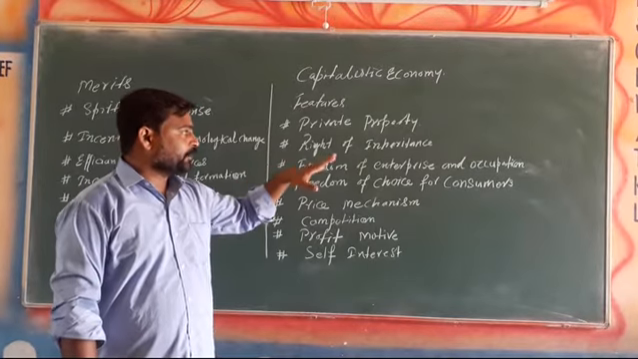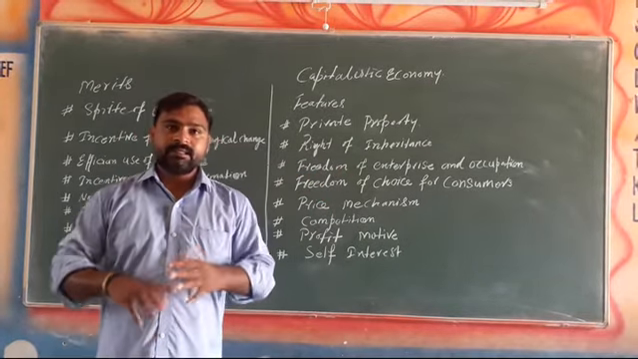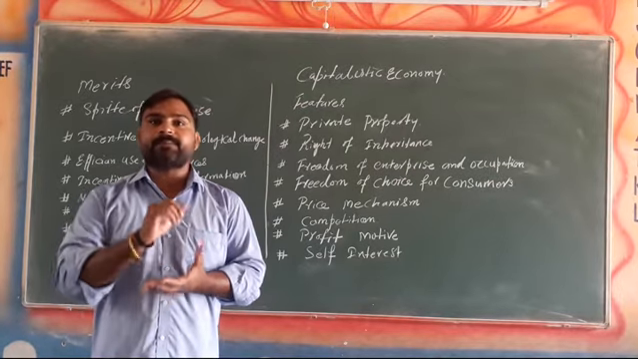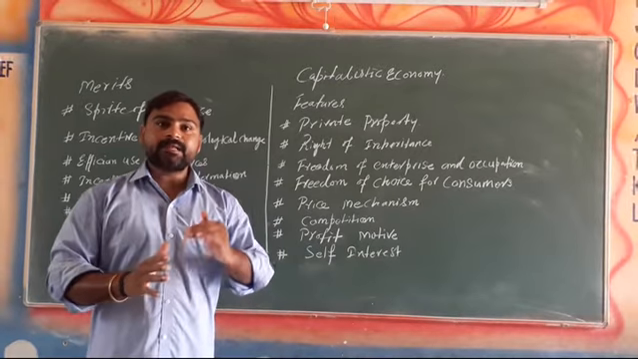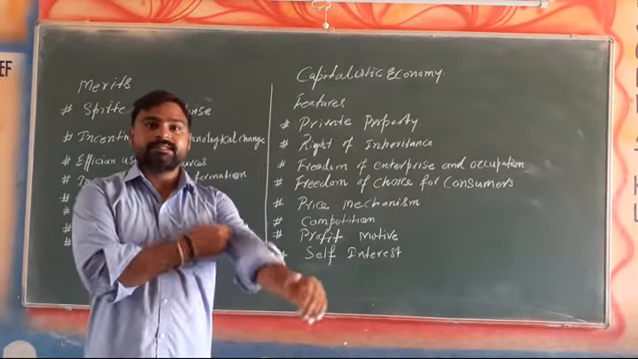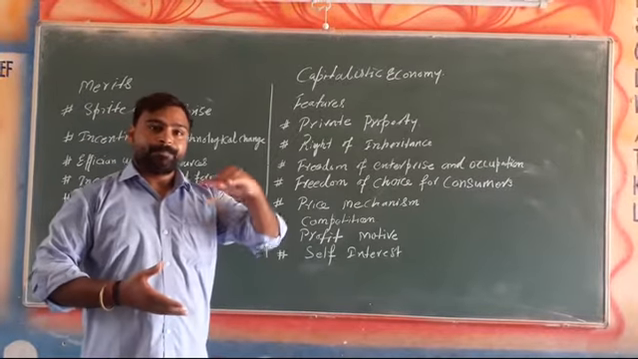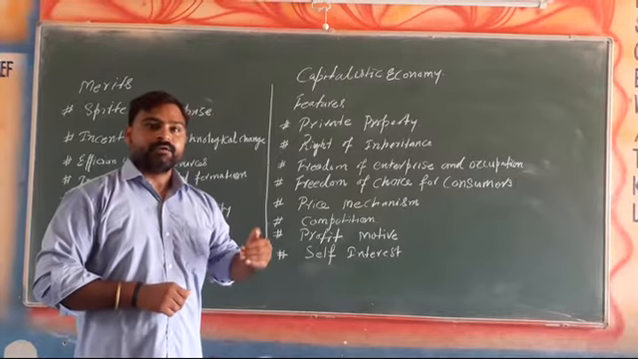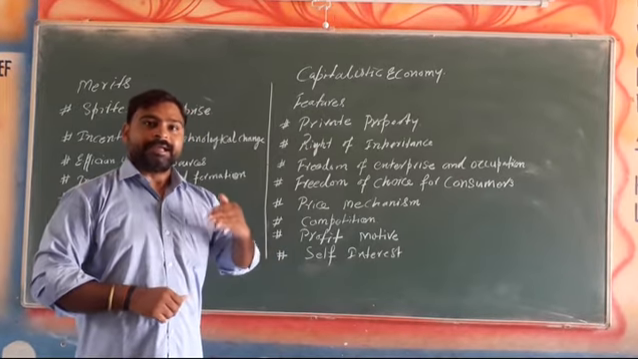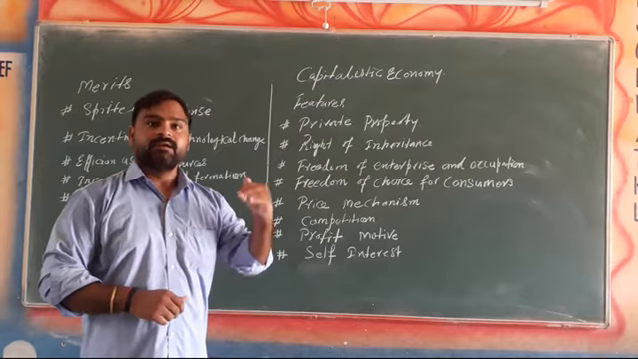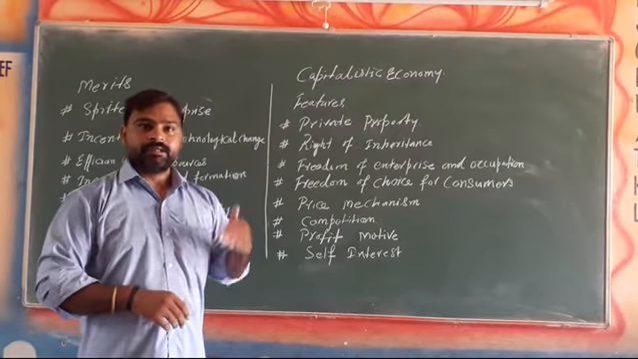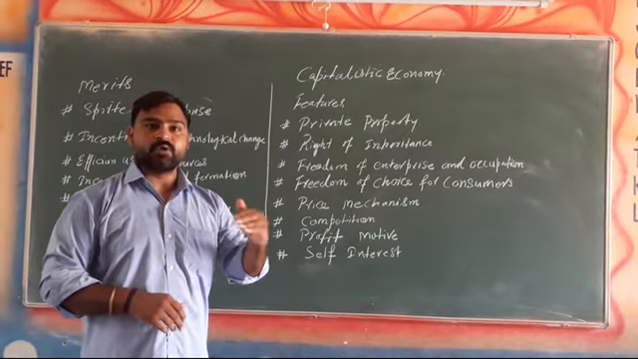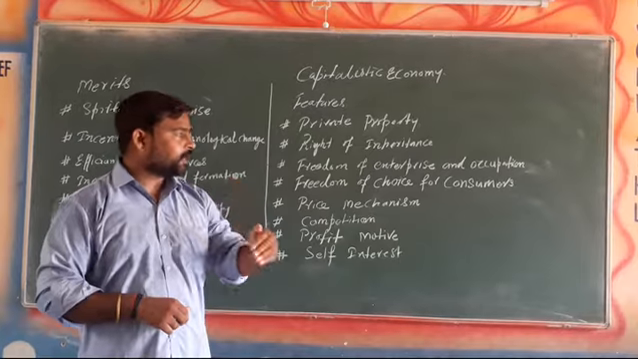Second is the right of inheritance. As in a capitalist economy the properties are considered private property, it gives us the right of inheritance. Inheritance means the property which is owned by a private individual can be transferred from the person to his successors, such as son, daughter, anyone. The private property may be transferred from one person to another person. Means the ownership may be transferred from one person to another person.